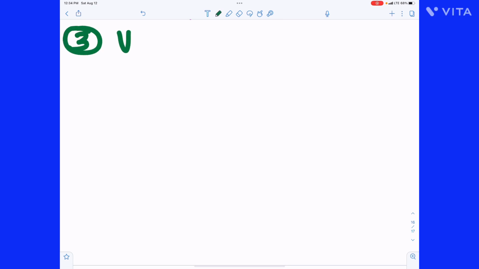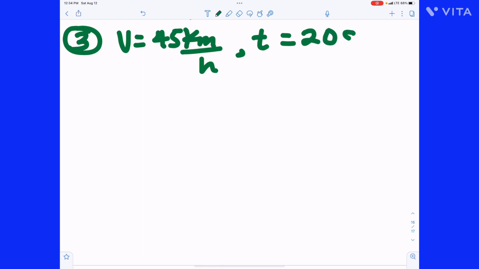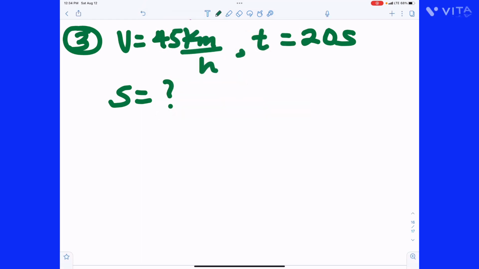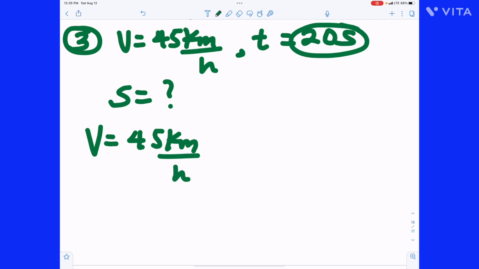Average speed, 45 kilometers per hour. Time taken, 20 seconds. What distance does it travel? We don't have the distance, so we represent it with S and put a question mark. First of all, my speed is in kilometers per hour. It cannot be manipulated with time, which is in seconds. So I need to change this from kilometers per hour to meters per second.